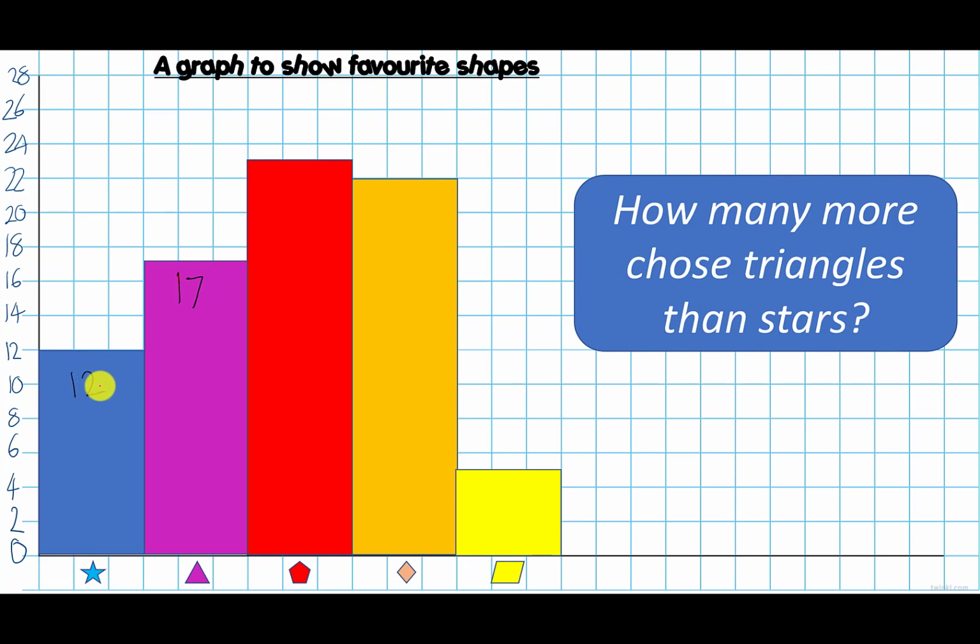Now, I often see people write 17 for this answer, but it's how many more chose triangles than stars. So what it's actually asking us is to find the difference. Only 12 people voted for stars. How many more voted for triangles? 2, 4, 5. 5 more people chose triangles than stars. Or you could do 17 subtract 12. It's the same thing.